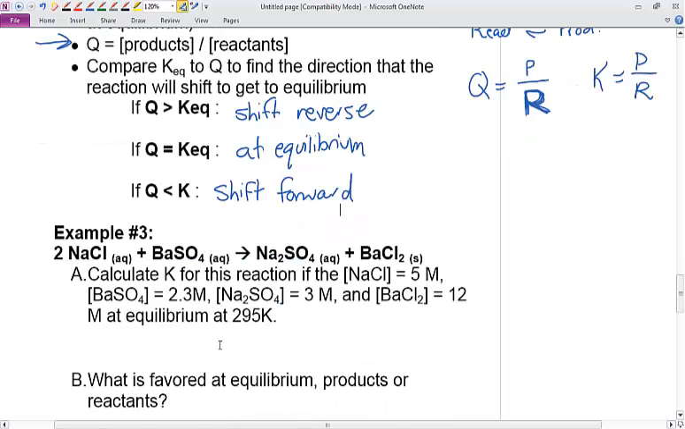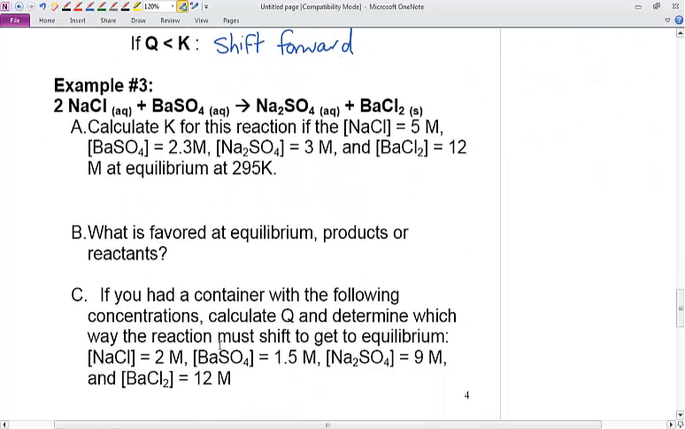Great. Let's try an example of that. We've got this fancy chemical equation here with actual real chemicals in it. Imagine that. Notice that you've got a solid here. So let's calculate K for this reaction. K is going to be products over reactants.